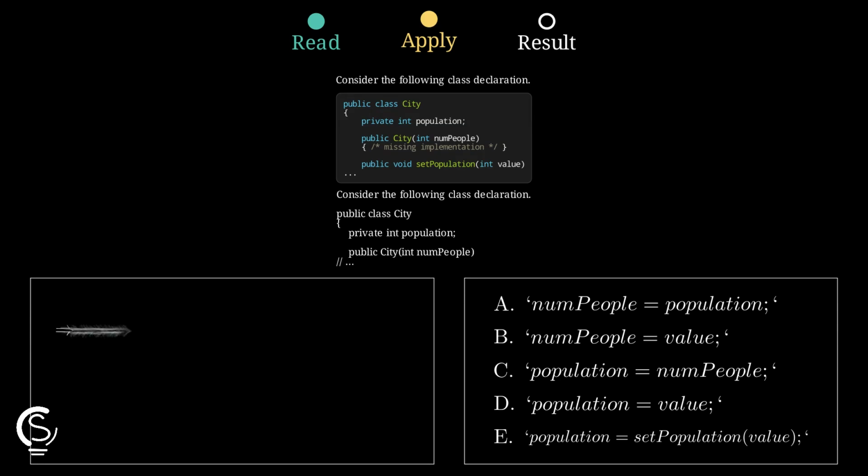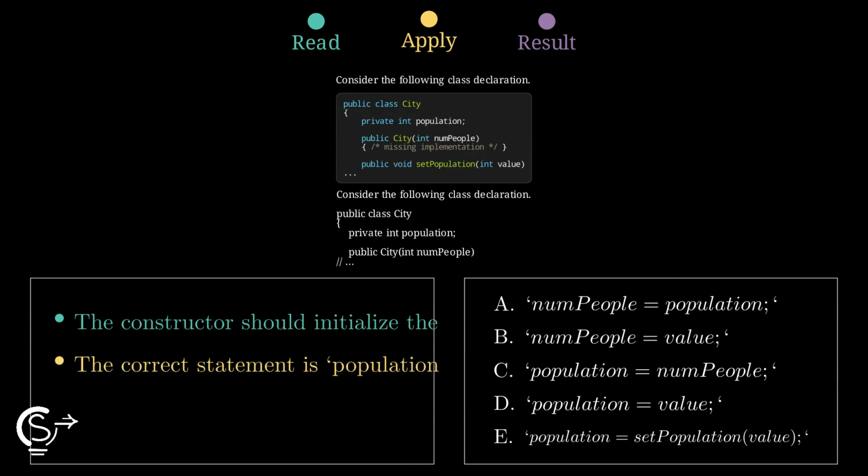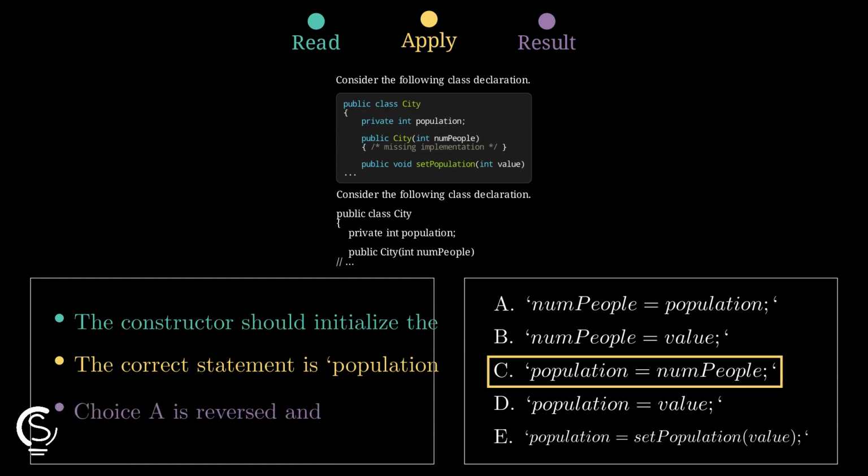Looking at the code, population is our target variable on the left side of the assignment. We use the equal sign to move the data from the parameter into that field. Option A reverses the logic and others use non-existent variables. This makes option C the only correct way to initialize our city class.